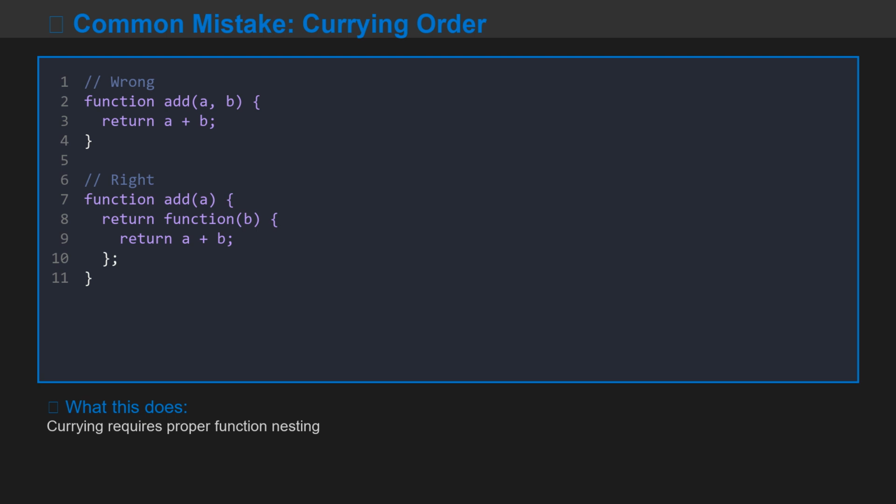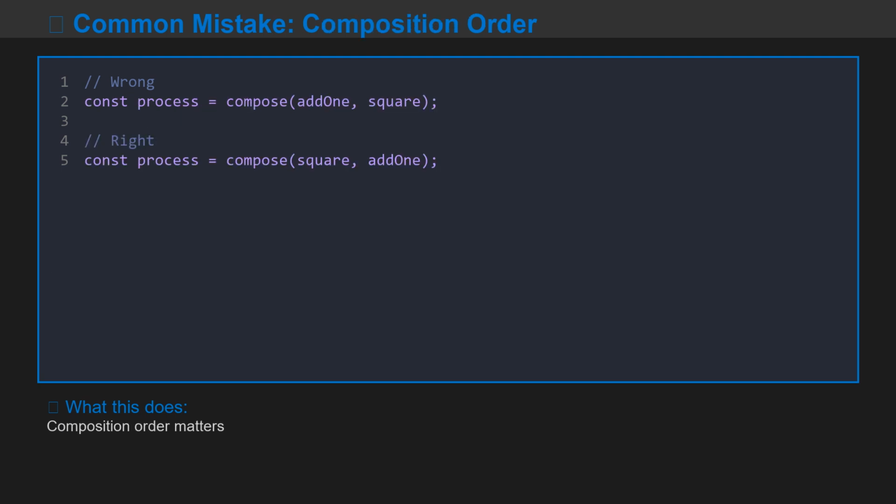A common mistake is trying to curry a function that takes multiple arguments at once. The correct approach is to nest the functions properly, as shown in the right example. Another mistake is getting the composition order wrong. The functions are applied from right to left, so the order matters for the final result.